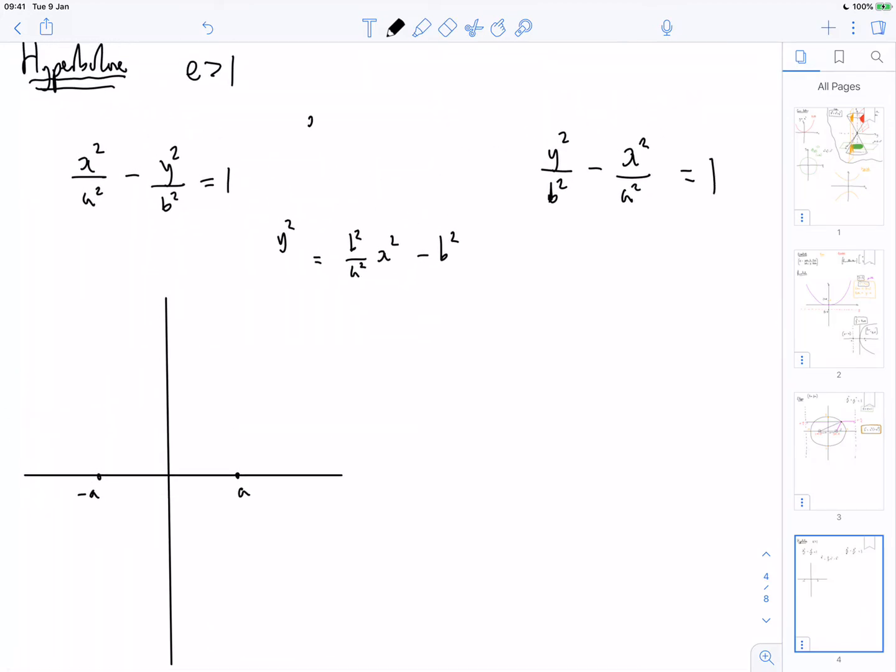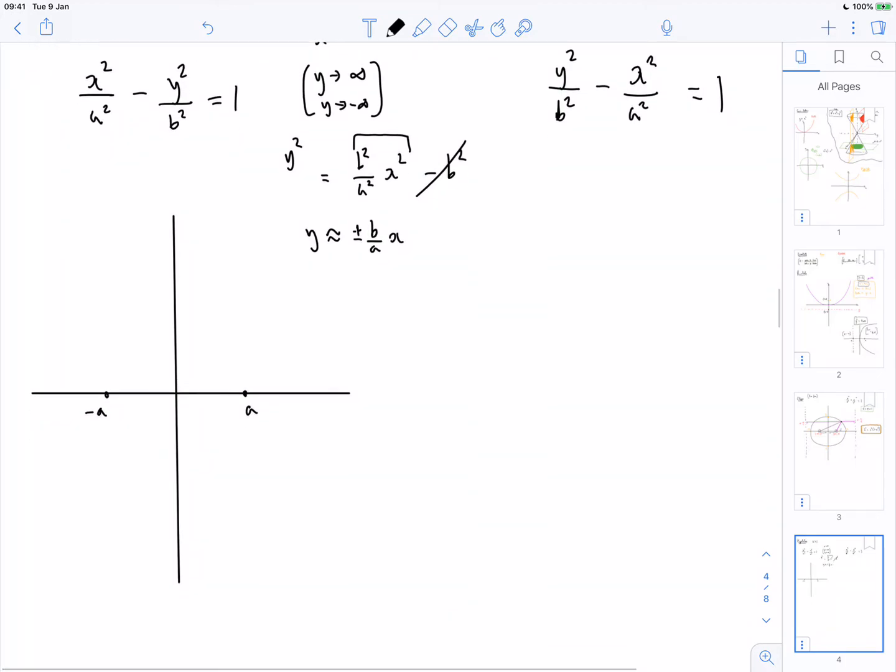Now look what happens. As x tends to infinity, this term is going to dominate, so the b squared doesn't particularly matter anymore, and it looks like y is going to tend to infinity as well. Or technically, y could be negative infinity as well. Either way, when x and y are particularly large, that b squared cancels, and y can be approximately equal to plus or minus b over a x. So it's never actually going to be that because I've got a minus b squared term here, but I've actually got two asymptotes looking like this.